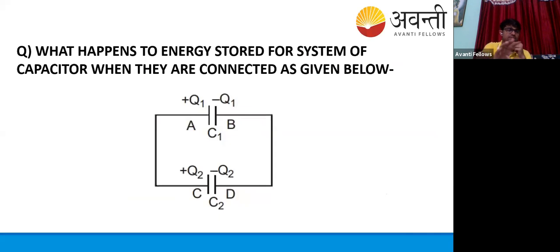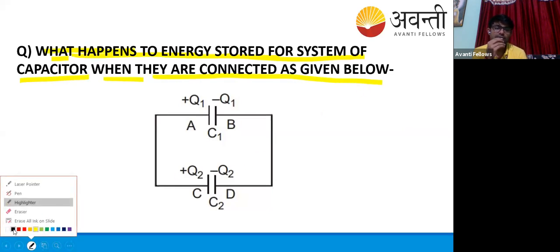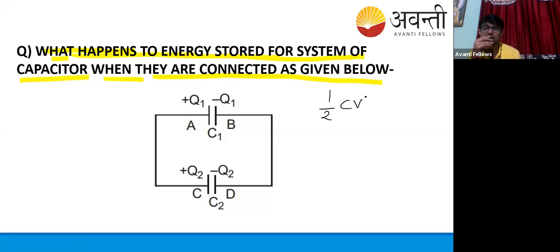See, students, carefully observe this question. It is saying: what happens to the energy stored for a system of capacitors when they are connected as given below? See, we have already learned how the stored energy in a capacitor is to be found out. I told you that for a parallel plate capacitor, the formula of energy stored was half CV square. This is basically a hint for this numerical.